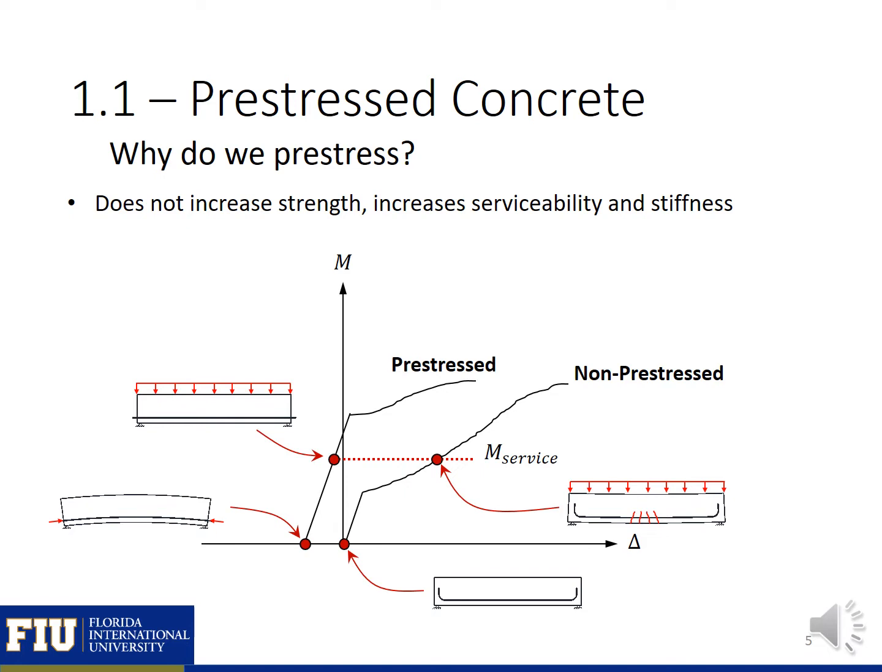We don't necessarily provide prestress reinforcement to increase the strength of our members. The main reason that we prestress our concrete beams is to increase serviceability and stiffness in these members. So in a prestressed beam, at our service load, we remain uncracked and we're limiting our deflections. In a non-prestressed beam at service load, we can often have flexural cracking in the beam.